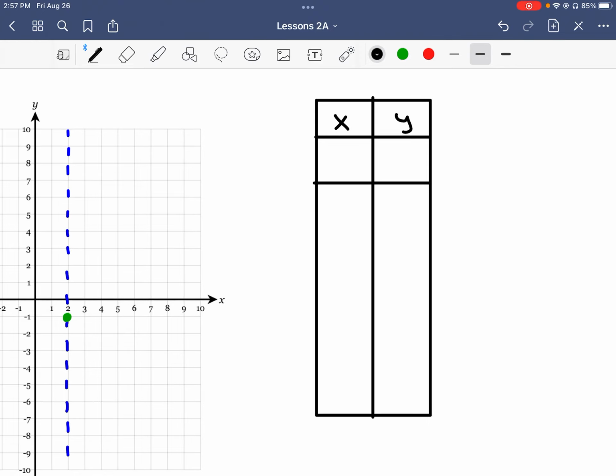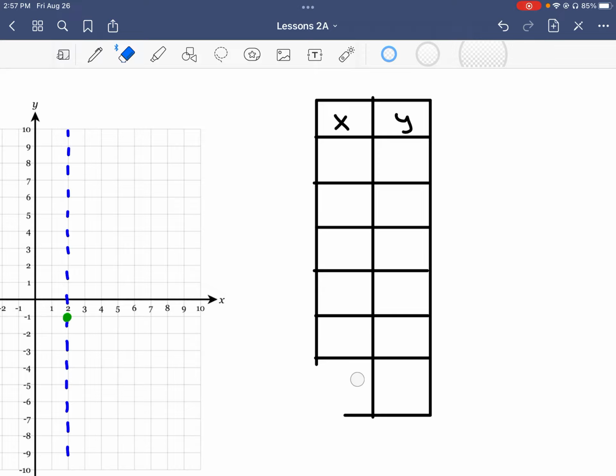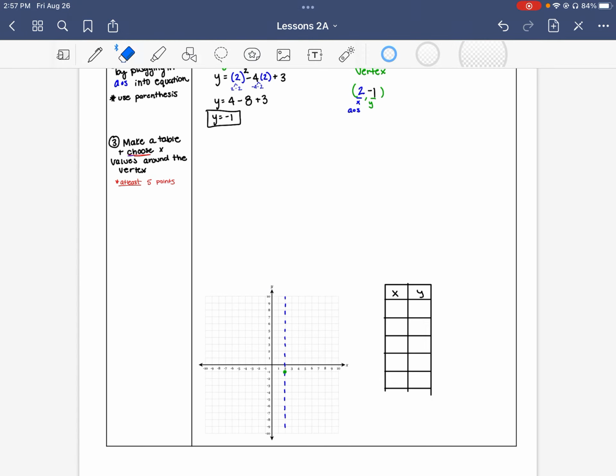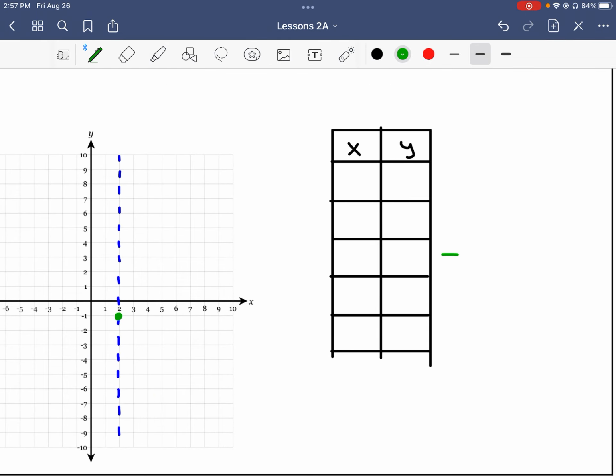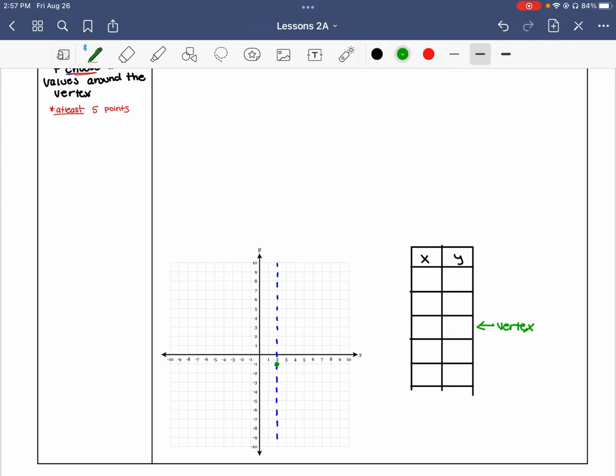So 1, 2, 3, 4, and then 5 will be right here. I'm going to go ahead and erase this excess that I accidentally drew. Now remember that my vertex is going to go right in the middle. So right here is going to be my vertex. So my vertex is 2, negative 1.